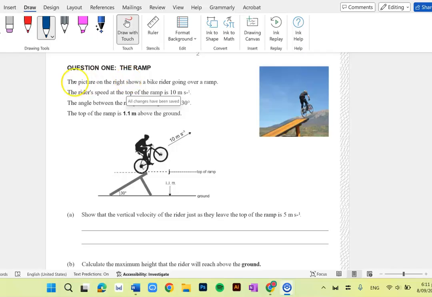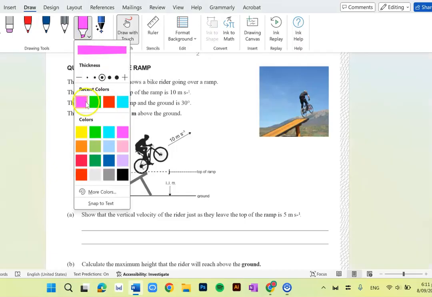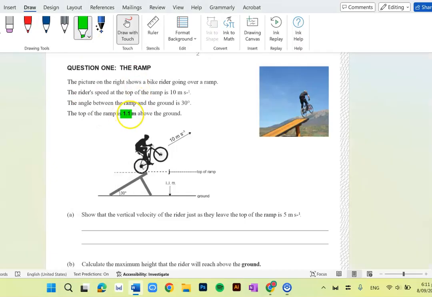Question 1, the ramp. The picture on the right shows a bike rider going over a ramp. The rider's speed at the top of the ramp is 10 meters per second. The angle between the ramp and the ground is 30 degrees. The top of the ramp is 1.1 meters above the ground. They'll put this in bold because it's something we need to keep in mind, so it's important. Show that the vertical velocity of the rider just as they leave the top of the ramp is 5 meters per second. This is actually a projectile motion question in disguise.